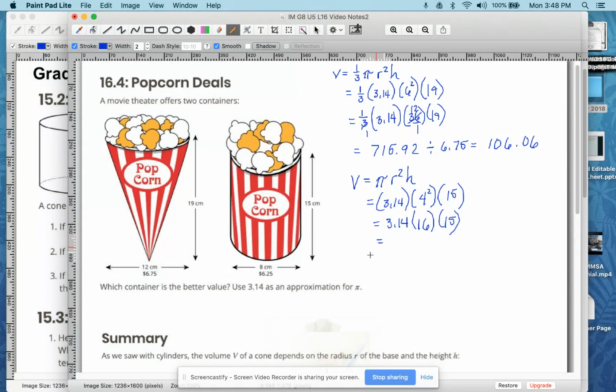And when you use your calculators and multiply that out, you get 753.6. You divide that by the price of the cylinder, which is $6.25, and you're going to get 120.58. So because this is a smaller cost, you're going to get a better deal if you buy the cone versus the cylinder. So which container is better? The cone is better, and this is why.